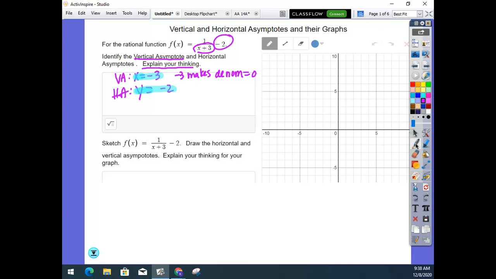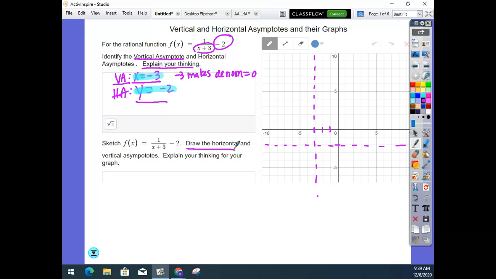Next, you're going to graph the asymptotes. So find on the x-axis where x is -3, and make dotted lines through a vertical line going through the x-axis at -3. Find where y is -2 on the y-axis. This time you're going to make a horizontal line going through the y-axis at -2.